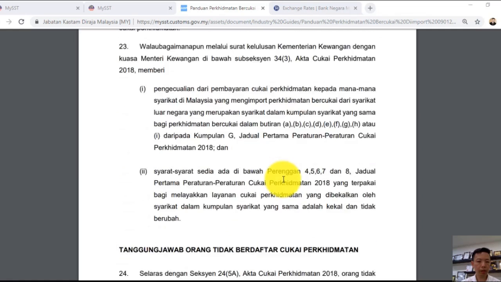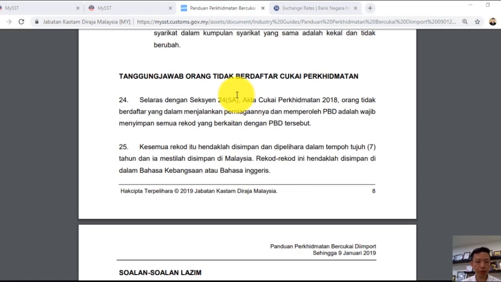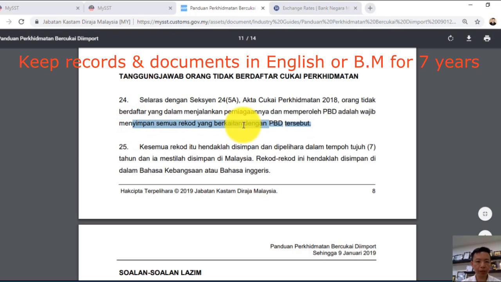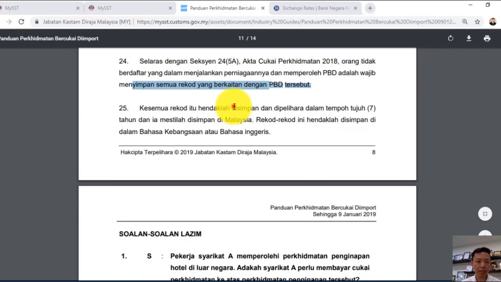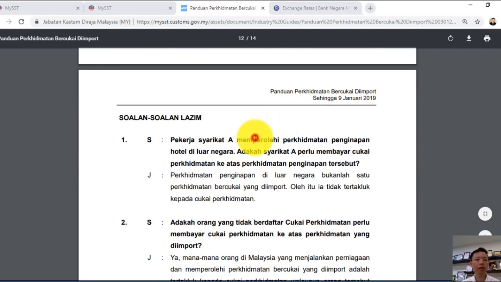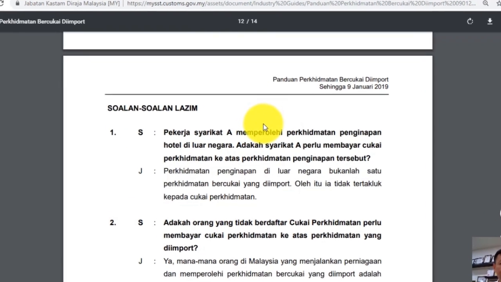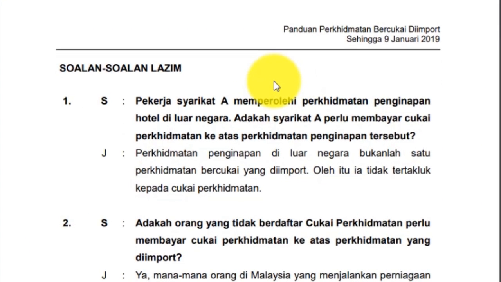Okay. Next one, you need to know that even though you are non-SST registrant, you still need to keep all the records relating to the importation of taxable service for 7 years and in English and Bahasa Malaysia. Okay, let's go through the Q&A. And I think this Q&A is very important and very useful.